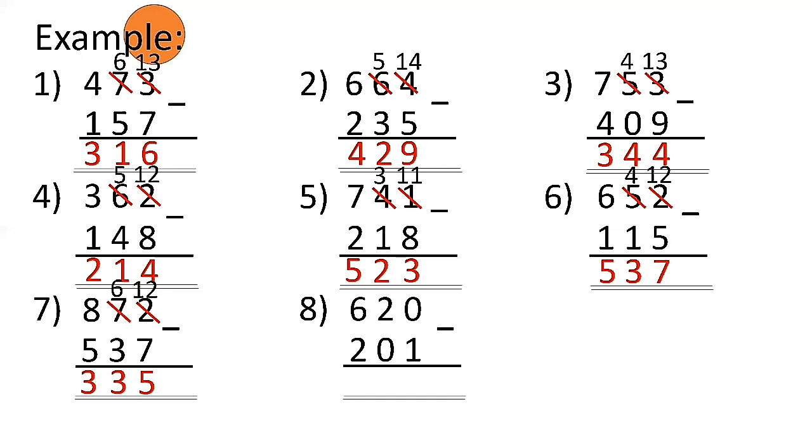Number 8. 620 minus 201. We cannot subtract 0 by 1, so we need to borrow in the tens place. 2 becomes 1. 0 becomes 10, and 10 minus 1 is 9. 1 minus 0 is 1. 6 minus 2, that is 4. So our answer is 419.